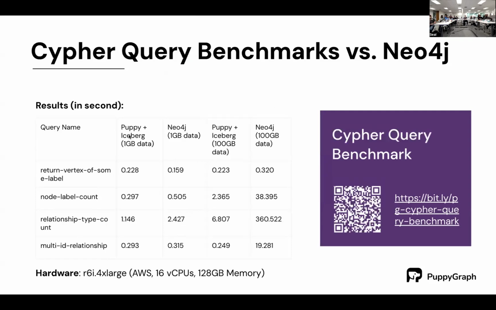And also, we have some example queries comparing with Neo4j. And the data is in Iceberg. And we can see that for the smaller data, the performance is similar. But when the data is bigger, the advantage will be bigger as well.